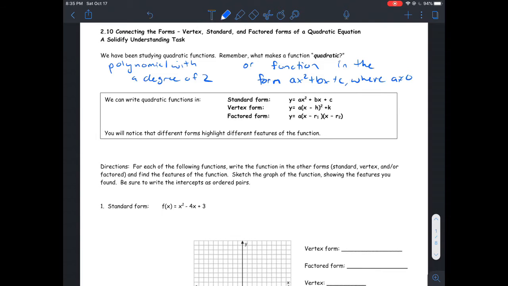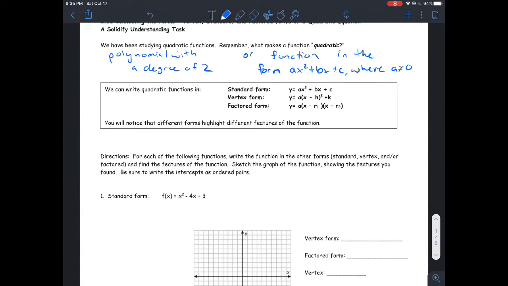All right. So something important that hopefully by now you are comfortable with: you can write quadratic functions in 3 different ways. You have standard form, which is ax squared plus bx plus c. You have vertex form, which is a times x minus h squared plus k. And then you have factored form, which is a times x minus r1 times x minus r2. It says you will notice that different forms highlight different features of the function. So I want you to keep that in mind. Each of these forms gives you different information about the function.